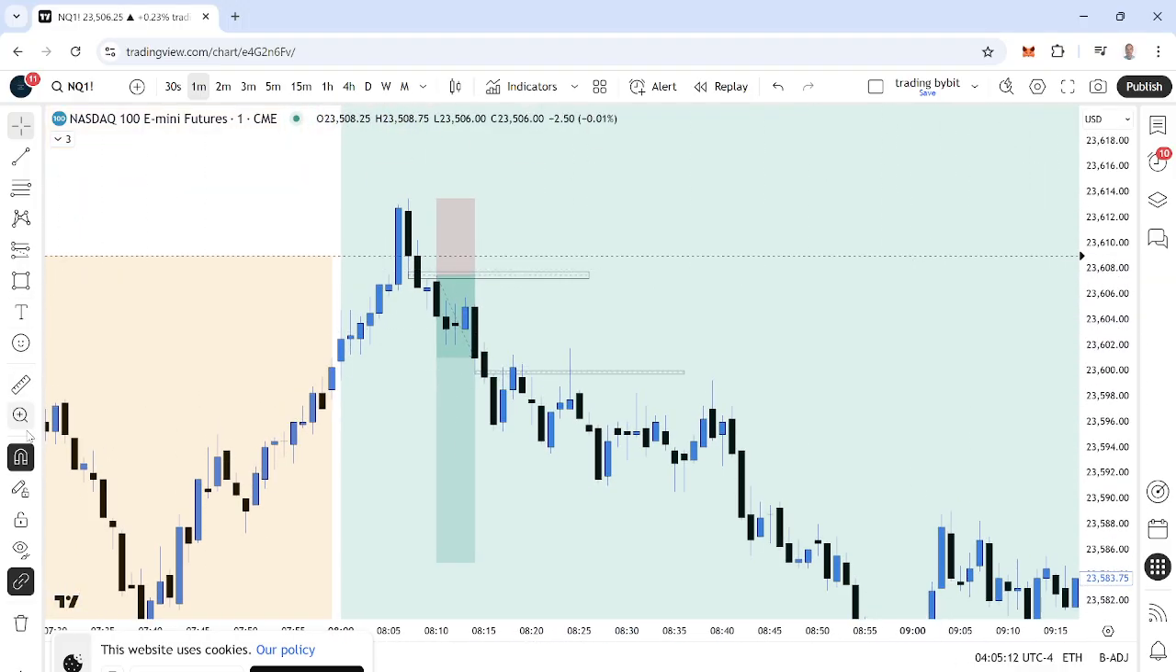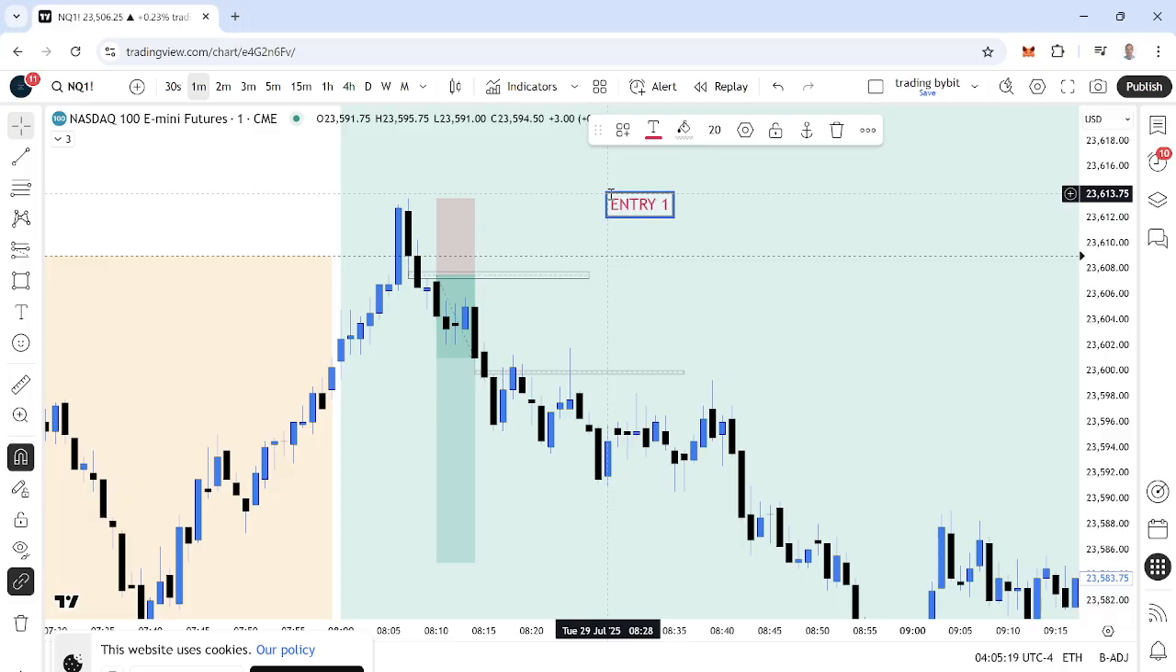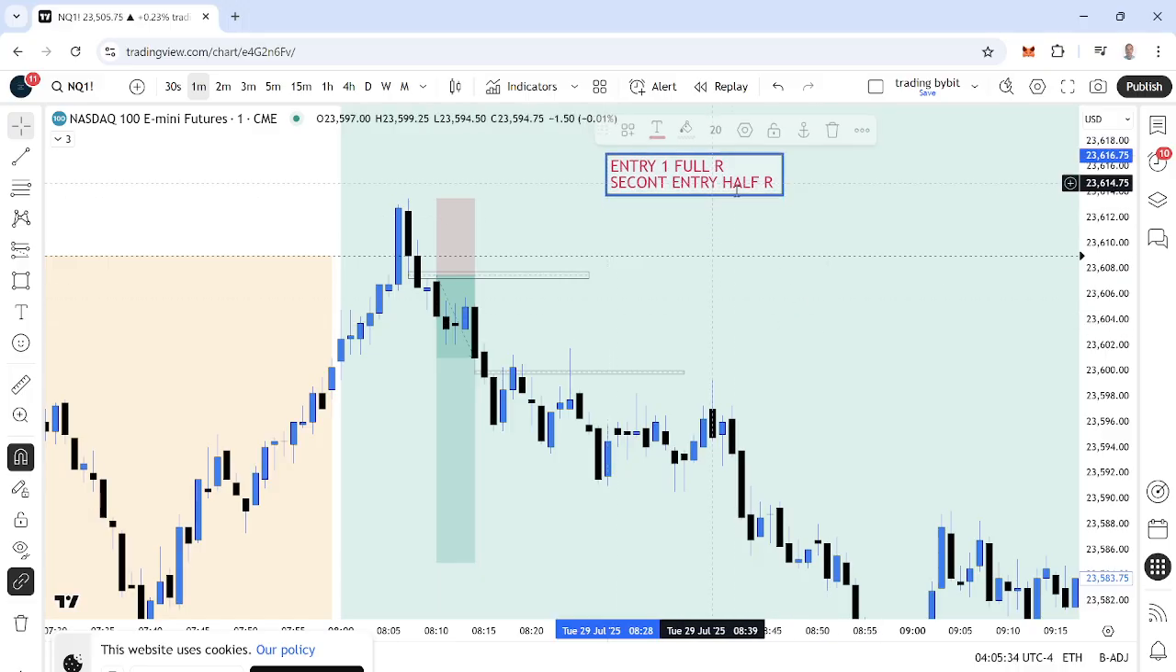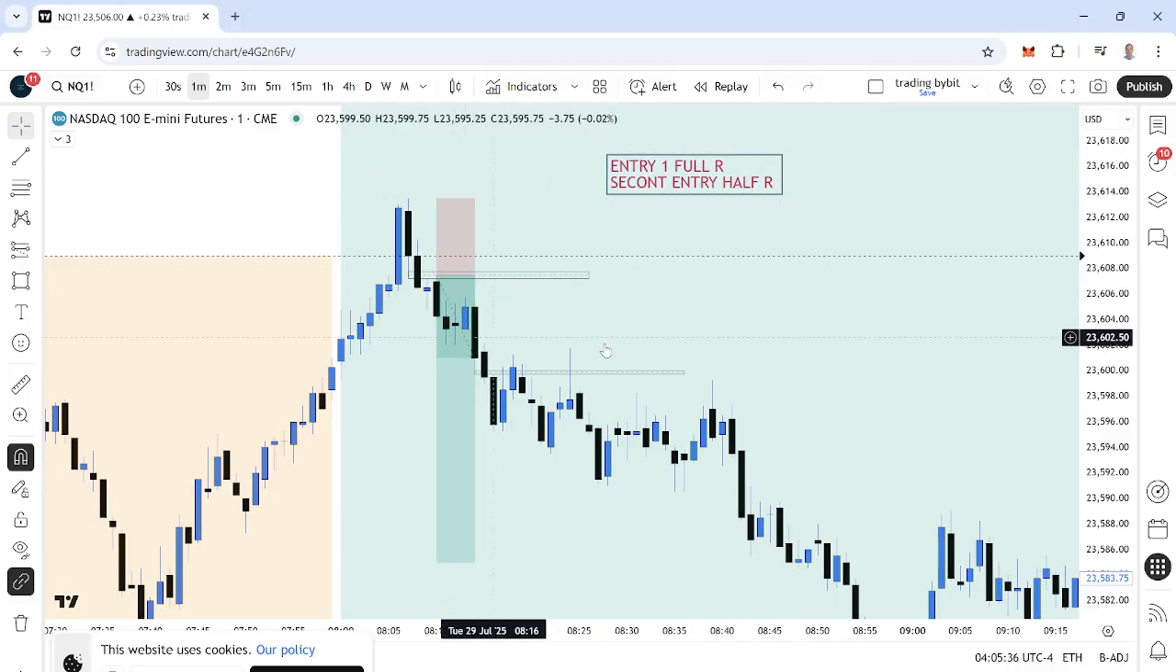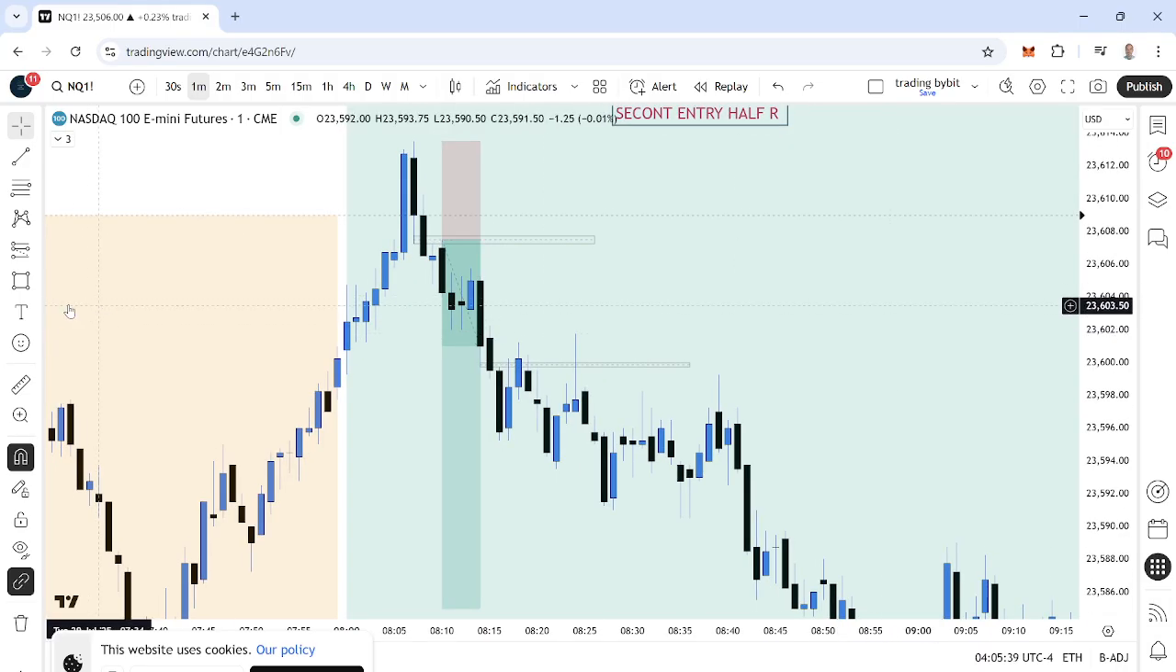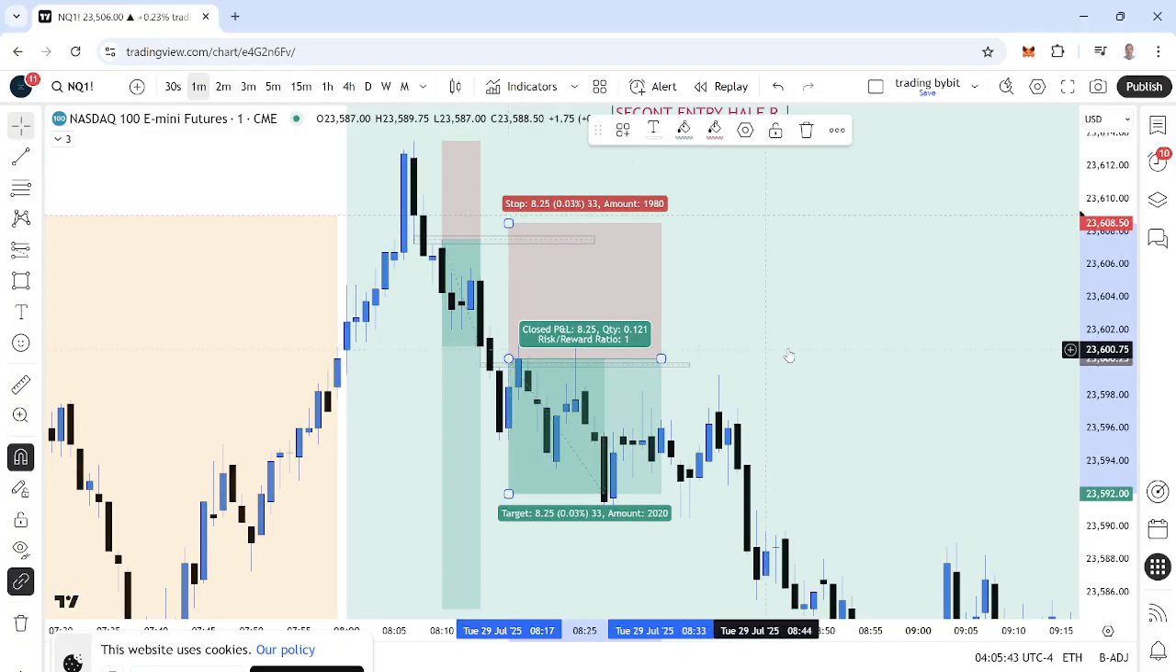So we first start with a full R. Entry 1, full R, second entry, a half R. The reason why is we only risk then a maximum of a half R if it comes back up. So we should have shorted again immediately on the entry.